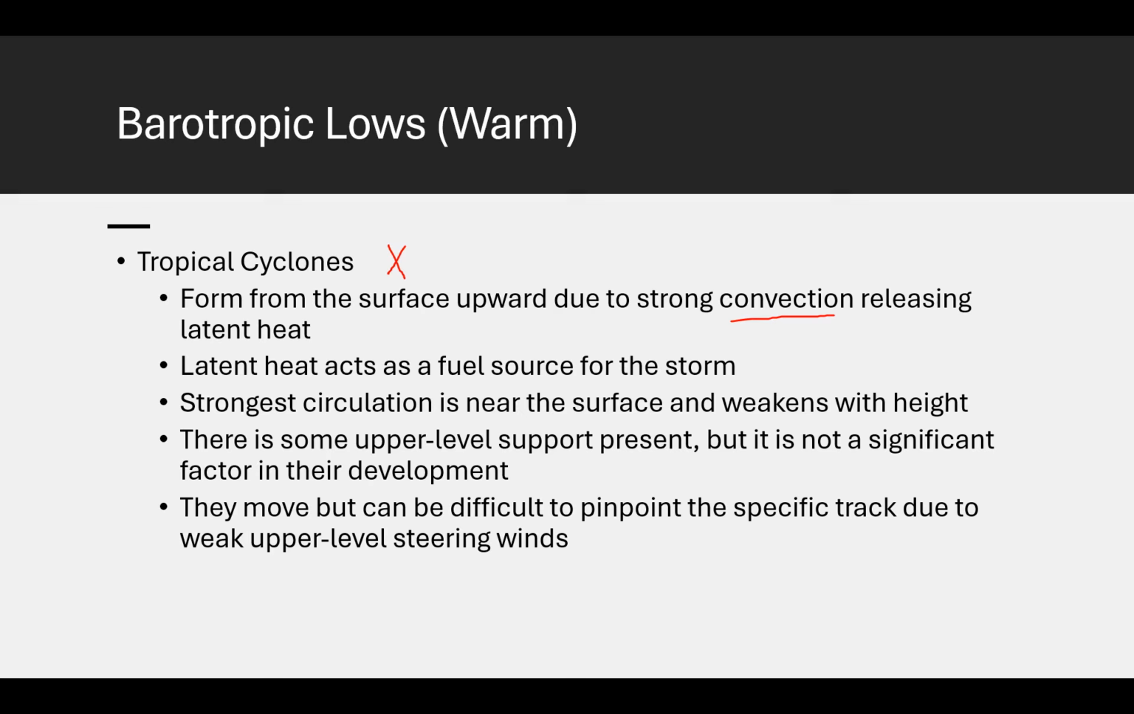Now, with the warm core barotropic low, with the tropical cyclones specifically, their strongest circulation is near the surface and it weakens with height. And we've most likely all experienced some sort of tropical system, and you know that it's very, very windy. Even if you haven't experienced a tropical system personally, you know that if you watch the TV reporters, you can see how windy the conditions are with tropical cyclones. There is some upper level support present, but it is not a significant factor in their development. And tropical cyclones move, but can be difficult to pinpoint specific tracks due to weak upper level steering winds.